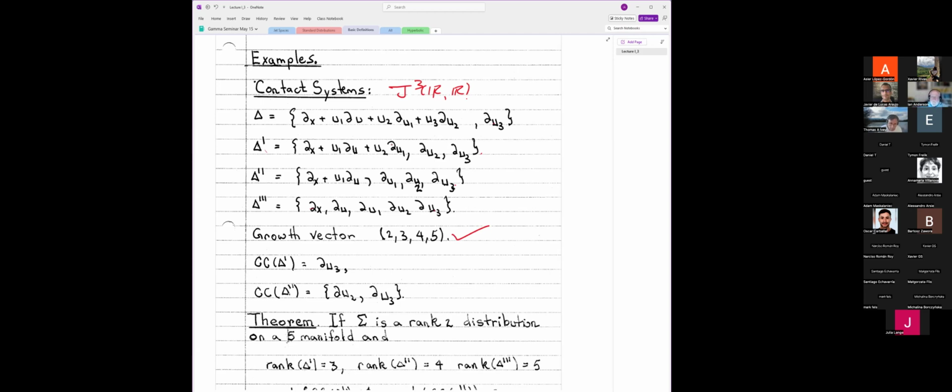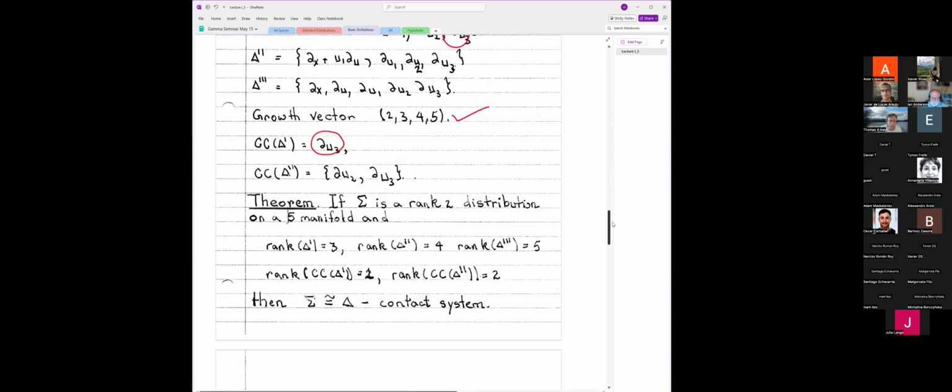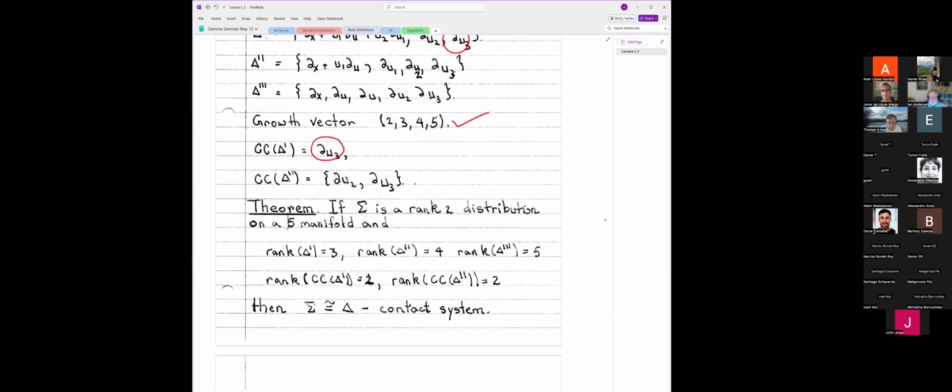Secondly, since by construction the bracket of this vector and this vector is this vector, we can see that this right here is a Cauchy characteristic. And we can see that the second derived flag has two Cauchy characteristics. And in fact, we have a theorem. If we have a rank 2 distribution on a 5 manifold, the growth vector is 2, 3, 4, 5, and we have a Cauchy characteristic here and two Cauchy characteristics here, then that's an intrinsic characterization of the contact system. Okay.